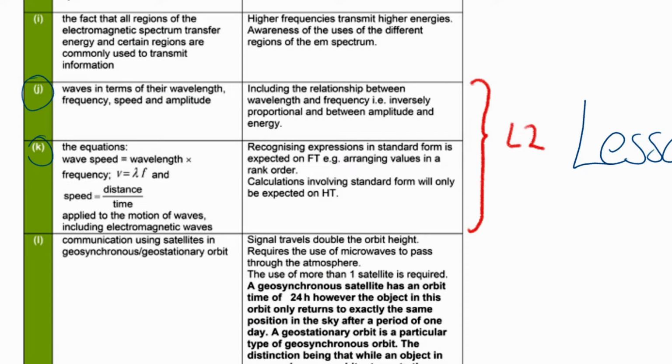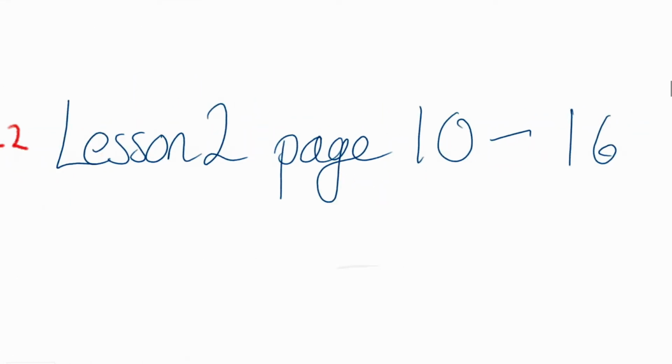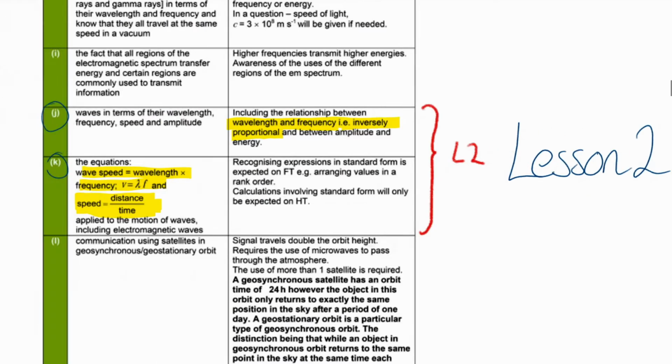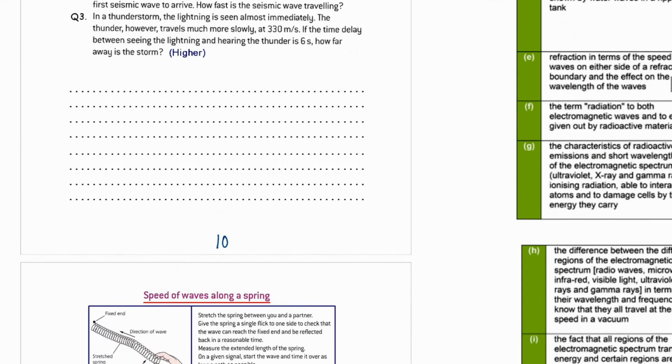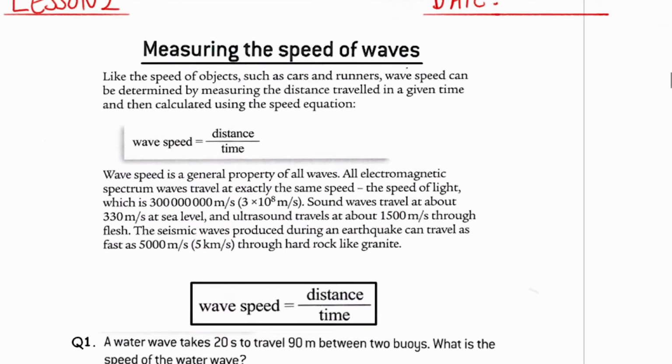Now we've already made a start on that, but we'll extend that slightly through understanding that at a constant speed, wavelength and frequency are inversely proportional. But the main part of today's lesson is to do with the speed of waves, and we'll be using two equations. Speed is distance divided by time, and wave speed is wavelength multiplied by frequency. For today we'll be completing pages 10 to 16 in your booklets. So here we go, top of page 10.